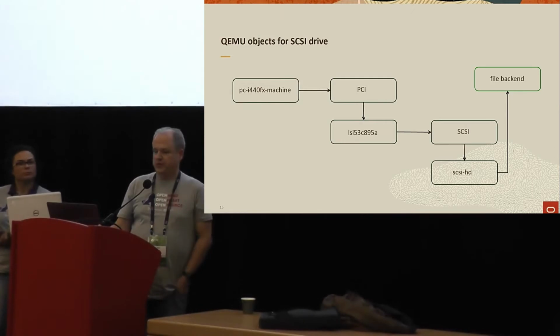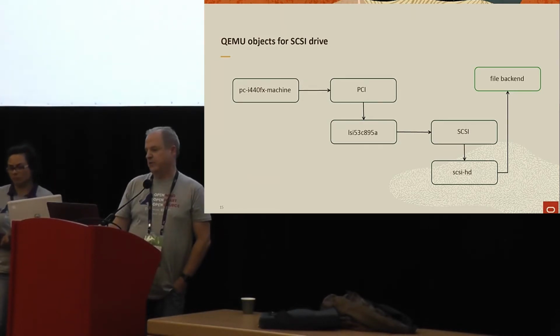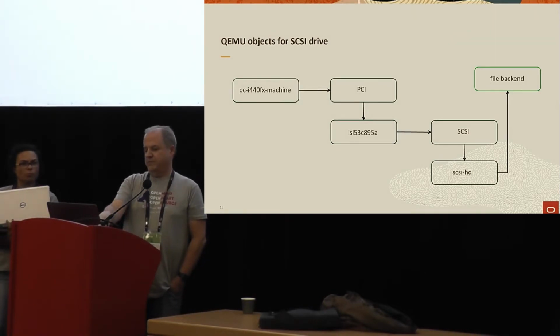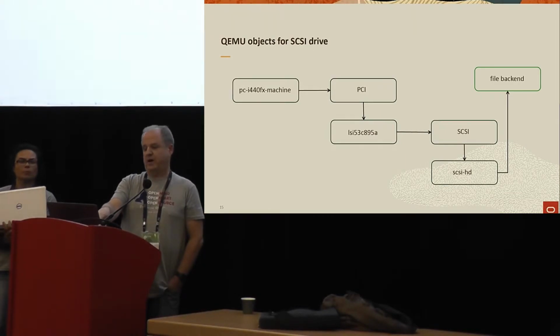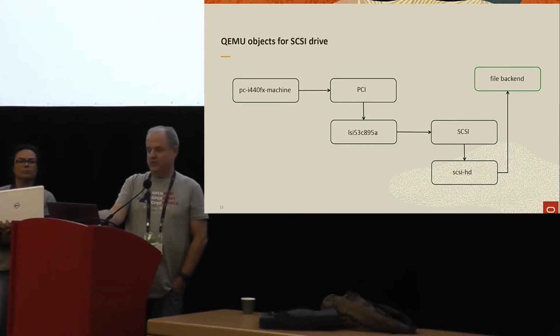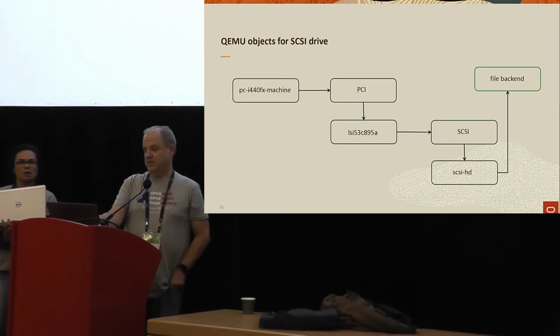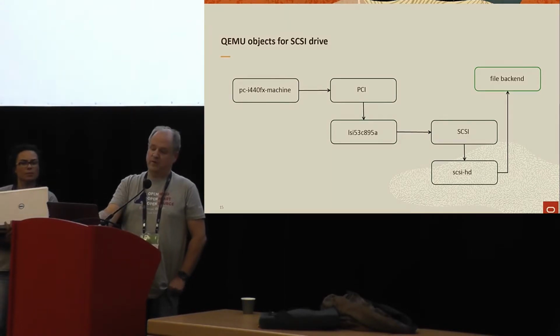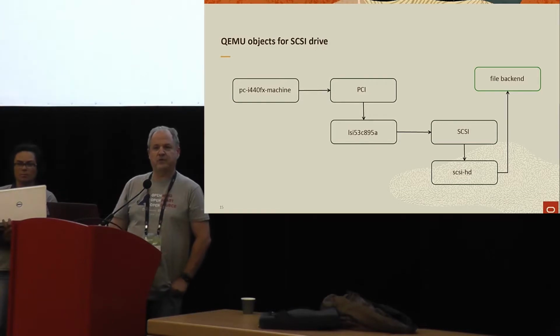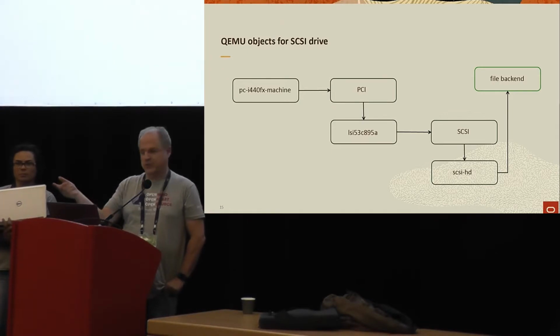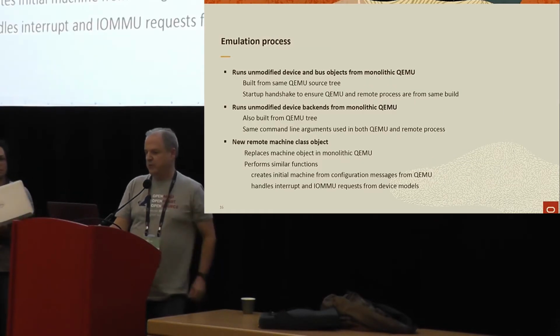So here it is in a picture. You've got the file backend on the right, which was created by a -blockdev argument. The -machine argument created on the left the PCI 440FX machine class, which when it started up created a PCI bus. When it sees -device lsi SCSI, it attaches that emulation model underneath that PCI bus, and that emulation object first creates a SCSI bus. Then finally, when you see -device scsi-id, that SCSI device is hung off of the SCSI bus. So keep that picture in mind. We'll get back to it.